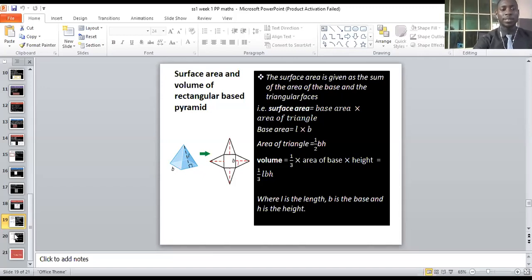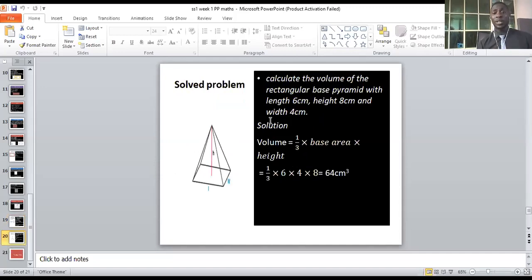Let me take one example under this. Calculate the volume of a rectangular base pyramid with length 6 centimeters, height 8 centimeters, and width 4 centimeters. Looking at the shape, the height of the pyramid is given as 8 centimeters. The length is given as 6 centimeters, and the width is given as 4 centimeters. Calculate the volume.